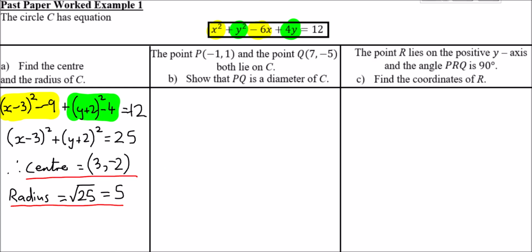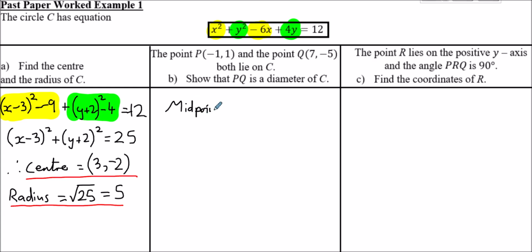Part B. We're told that the point P, which is at minus 1 and 1, and the point Q, which is 7 and minus 5, both lie on C. And to show that PQ is the diameter of C. This is actually simpler than what you might think. If we've got 2 points on a circle, P and Q, and both of them definitely lie on the circle, then the midpoint of them not only has to go through the centre, but the midpoint of any diameter is the centre of the circle. So all we need to do here really is work out what the midpoint of PQ is.